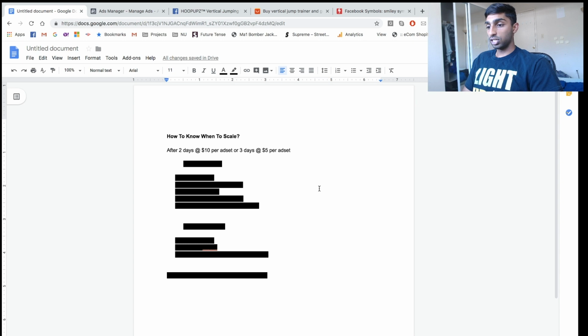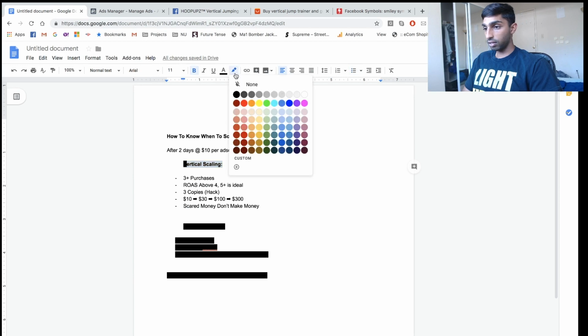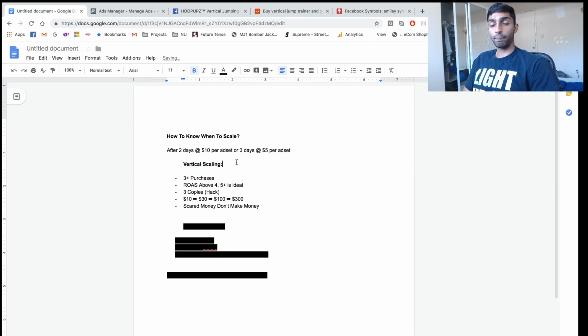So what you want to do is you want to be looking at ad sets with over 3+ purchases. Let me unhighlight this real quick. First thing we're going to talk about is vertical scaling. There are two methods to scaling. There's vertical and horizontal. We'll go about vertical first because it is very, very simple. It's just basically increasing budgets. Vertical, going up. So I look for 3 purchases at the minimum, right? A ROAS above 4, 5+ is ideal.